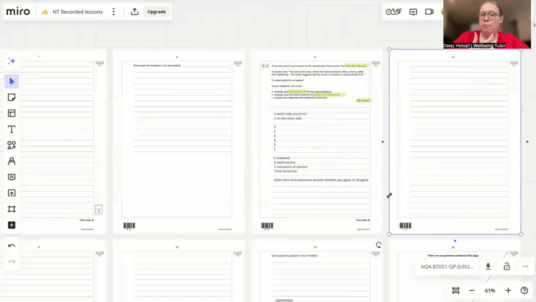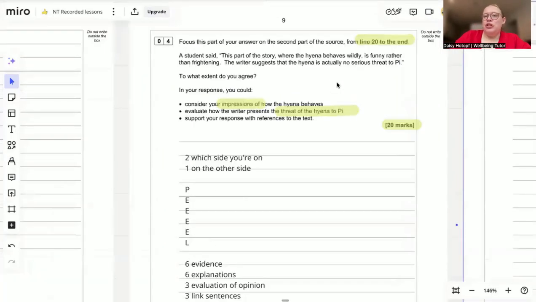Yeah. So with this one, I would break it up into that first part of the statement, funny rather than frightening, and then no serious threats. I'll do my first paragraph on how they're threatening. Well, how they're scary. Second paragraph on how they're threatening to Pi. And that third paragraph on how they could be funny. Right? Because you want to also show you can understand a different opinion.